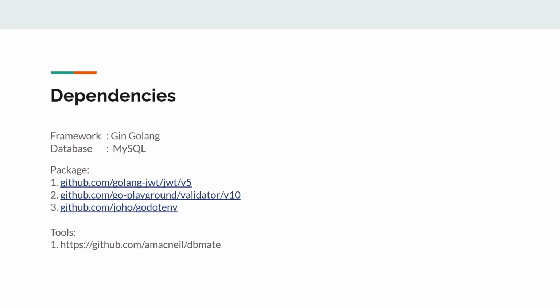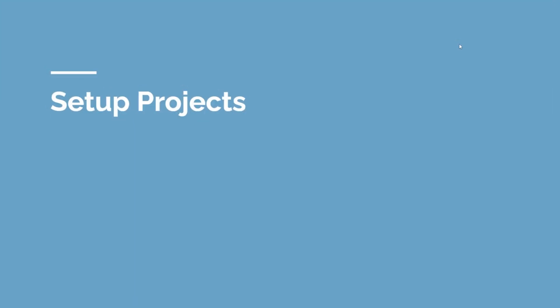We'll use the Golang Gin framework as the foundation and MySQL as the database. Additionally, we'll use several third-party packages like Golang JWT for token handling, Validator for request validation, go.env package to load environment variables from the .env file. And for database migration, we'll use a tool called dbmate.